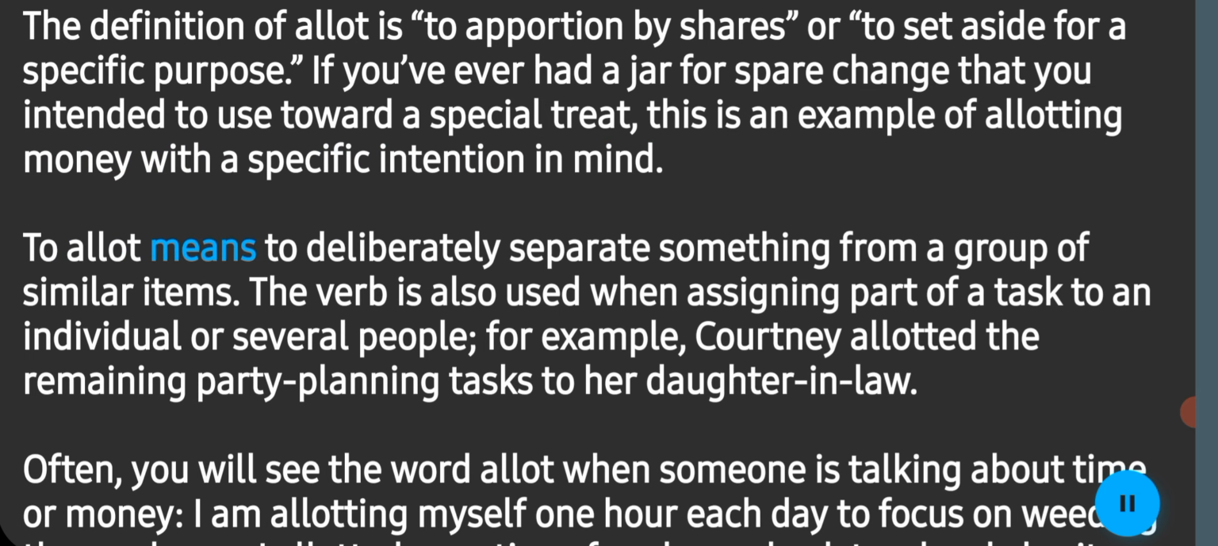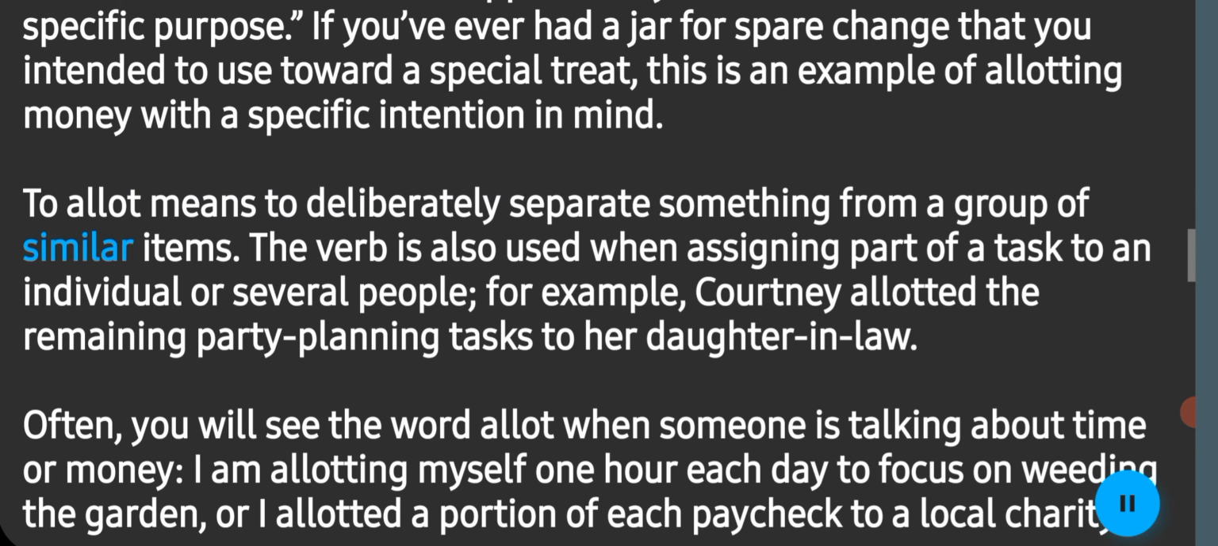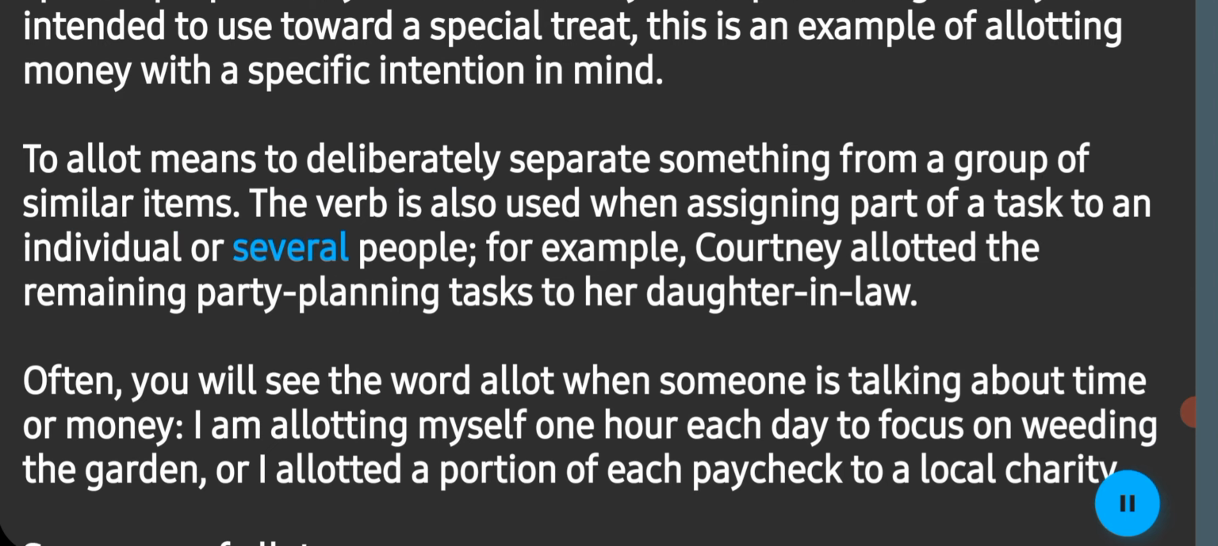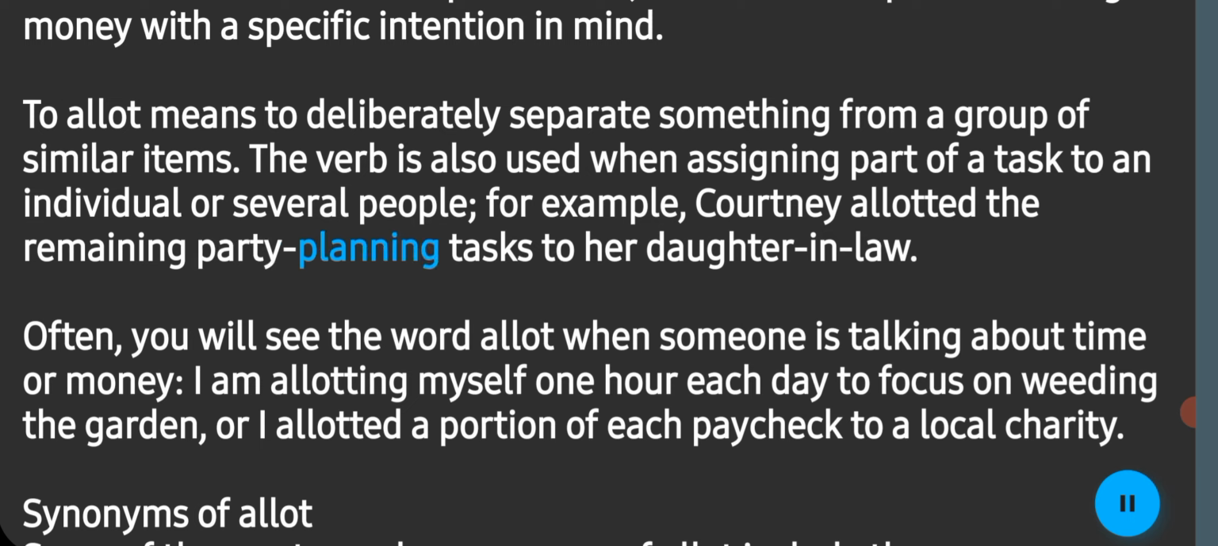To allot means to deliberately separate something from a group of similar items. The verb is also used when assigning part of a task to an individual or several people. For example, Courtney allotted the remaining party planning tasks to her daughter-in-law.